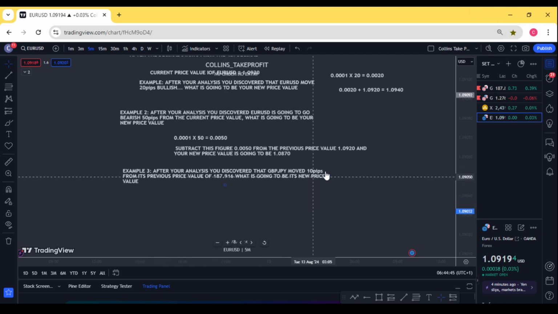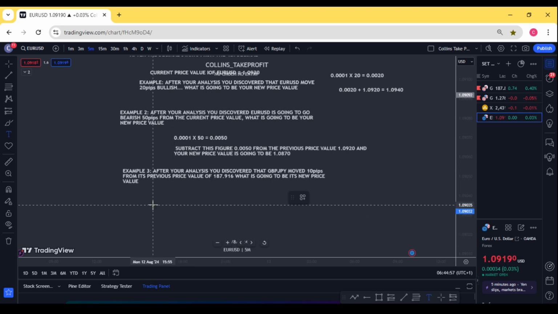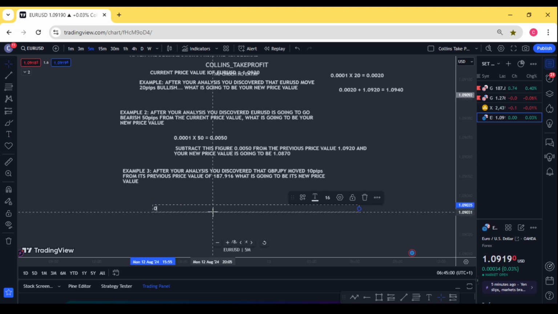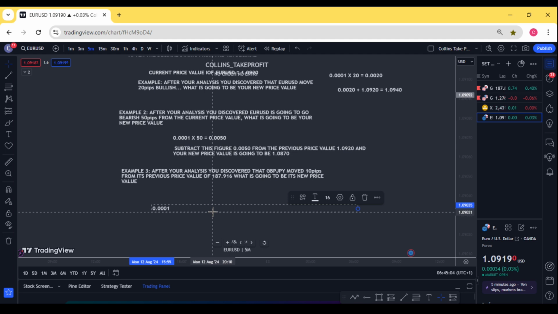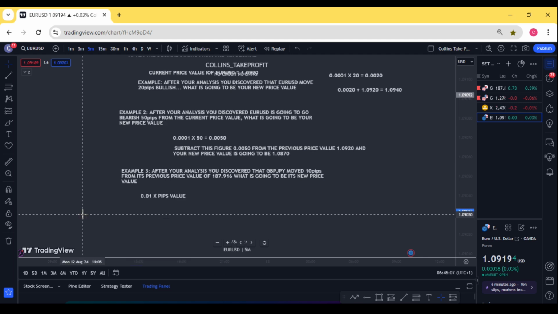Now since GBP JPY moved 10 pips from its previous price value, all you need to do is use the formula and do the calculation. But the difference with the formula now is that instead of using 0.0001, it's going to be 0.01 times the pips value.